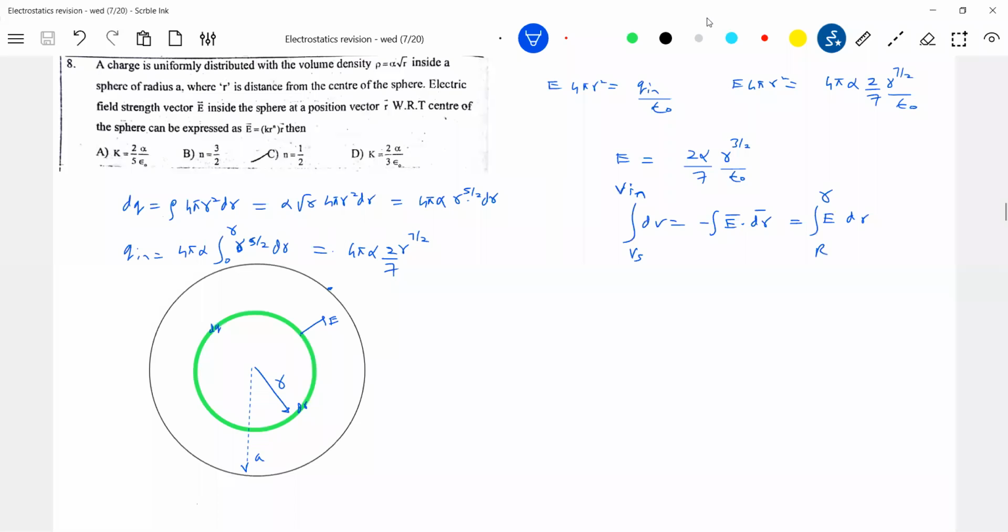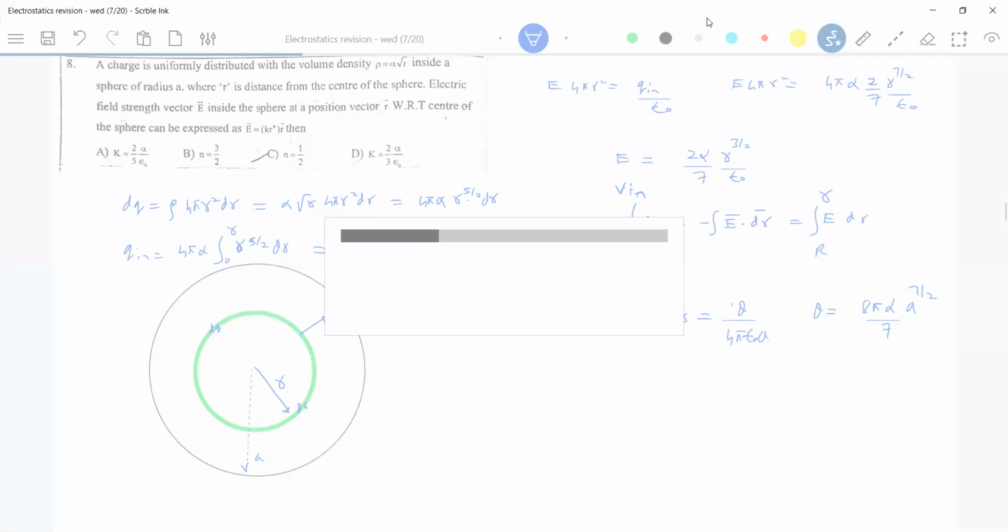Potential on the surface, how to calculate? First, you should calculate the total charge. For total charge, put 0 to capital R. You get the charge. Then if you know the total charge, you can get the potential. Potential on the surface will be Q by 4 pi epsilon naught into A. So what is Q? Q should be 8 pi alpha by 7 A to the power of 7 by 2. Substitute that, you'll get the potential on the surface, then you'll get the potential anywhere inside. Very important for advanced exams, may not be mains.